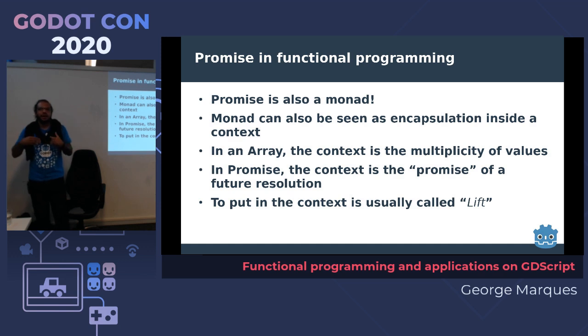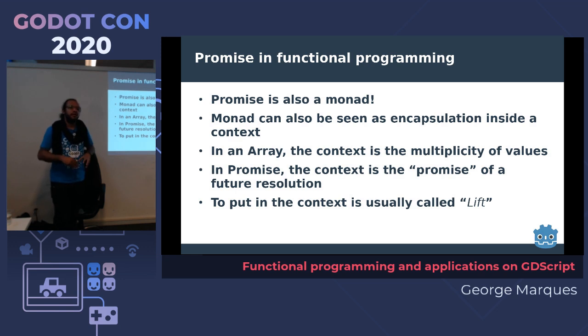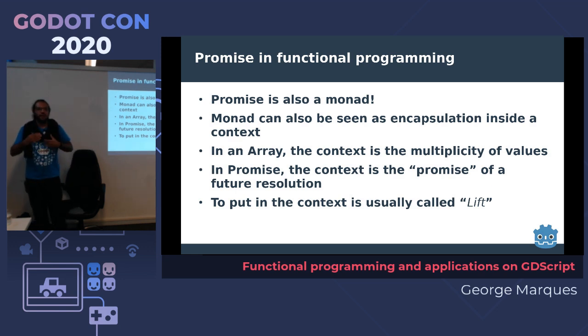And later, when you actually have the final result, you may find that the fifth element in the array is the correct one, but you already mapped it over other functions. You already know the final result after all the operations you wanted to apply. In the promise, the context is the promise of an asynchronous operation that's going to eventually end and return the value. So you can treat the value as already there and just keep operating on it.